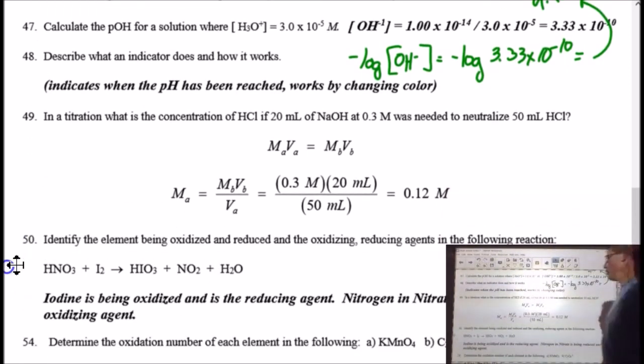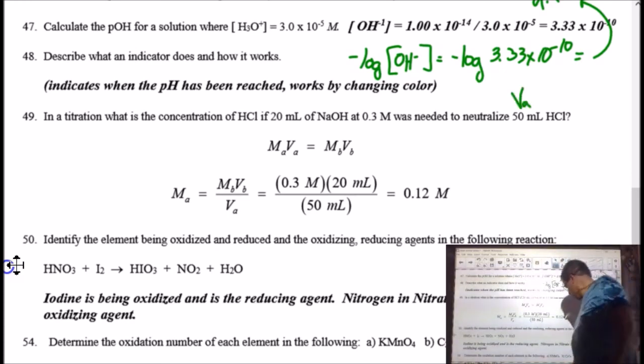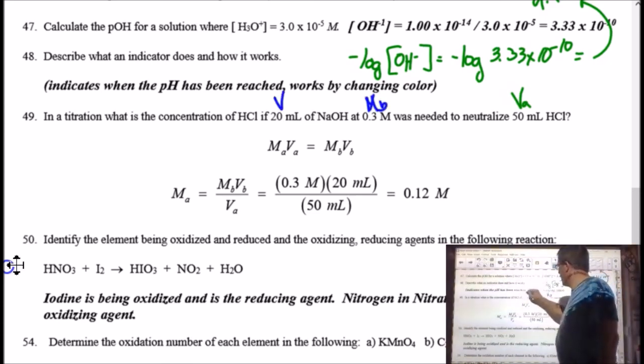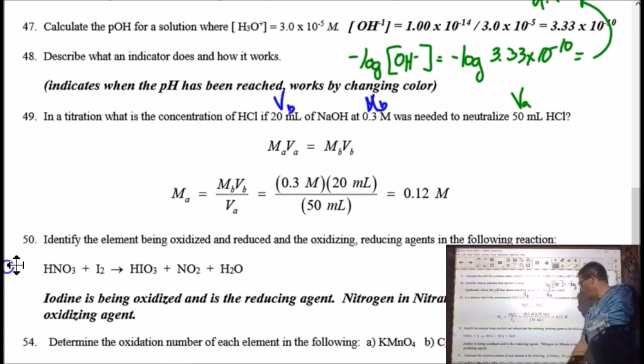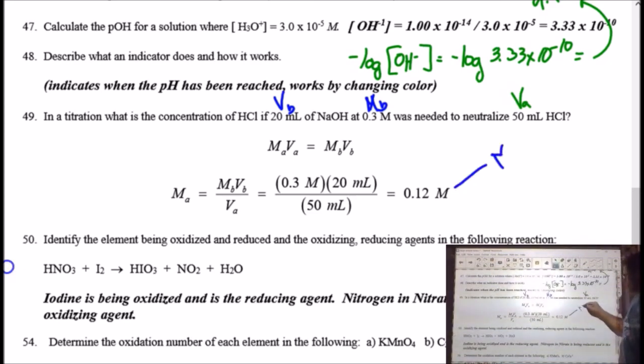49. In a titration, what is the concentration of the HCl if 20 milliliters of NaOH at 0.3 molar was needed to neutralize 50 milliliters of the hydrochloric acid? So here is my volume for the acid. Let's use a different color here. There's my molarity for the base and my volume for the base. So I'm solving for the molarity of the acid there. So rearrange to find that accordingly.